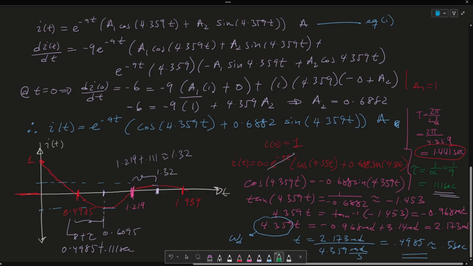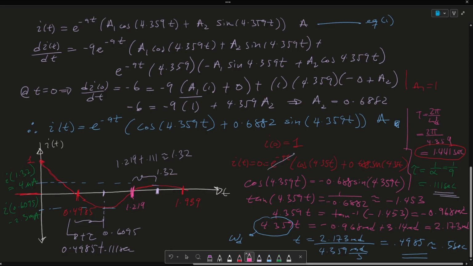I'm not going to show this explicitly, but if you plug in I at T is 0.6095, you're going to get minus 2.3 milliamps. So essentially, we're going to plug 0.6095 into this equation here, and this is what you receive, that minus 2.3 milliamps. And then lastly, if you plug in I of 1.32, or this value here, you're going to get 4 microamps.